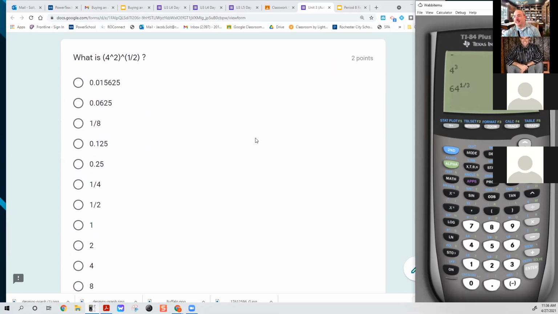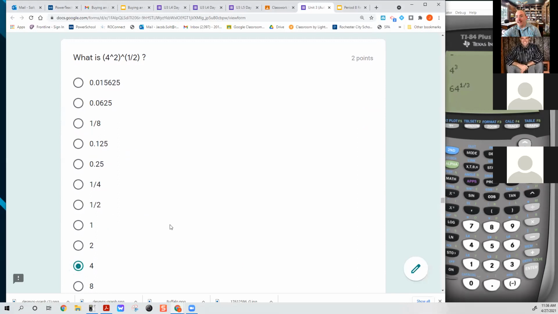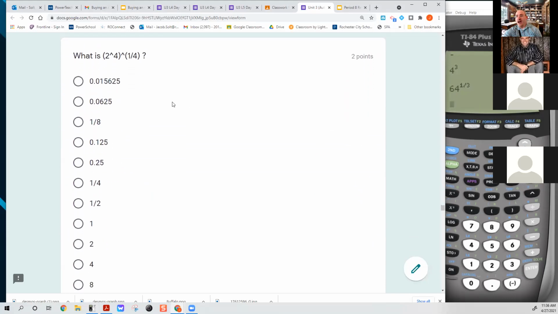And we can do this all over the place. This becomes 4, right? Because it's 4 to the second raised to the 1/2. Now I'm playing around with exponents where it becomes 2 over 2 or 3 over 3. 2 to the 4th power raised to the 1/4.